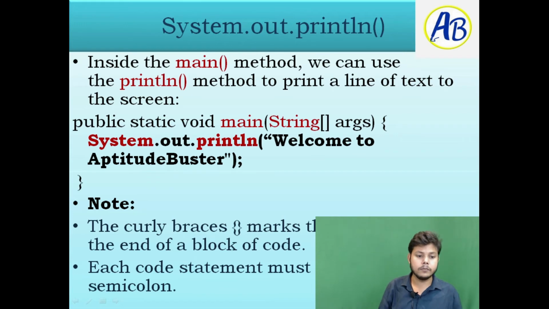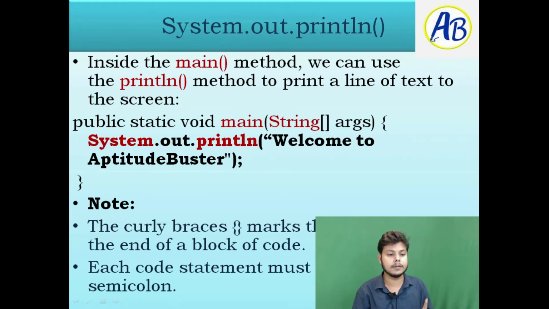Inside the main method, we can use the println method to print a line. public static void main(String[] args) is compulsory in all Java programs. And then System.out.println("Welcome to Aptitude Buster"). In the whole thing, the S in System should be uppercase. So it will give you the output on the screen.